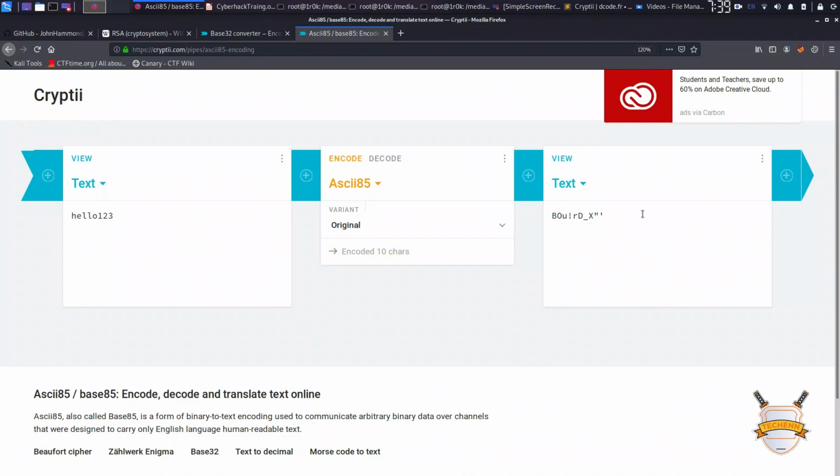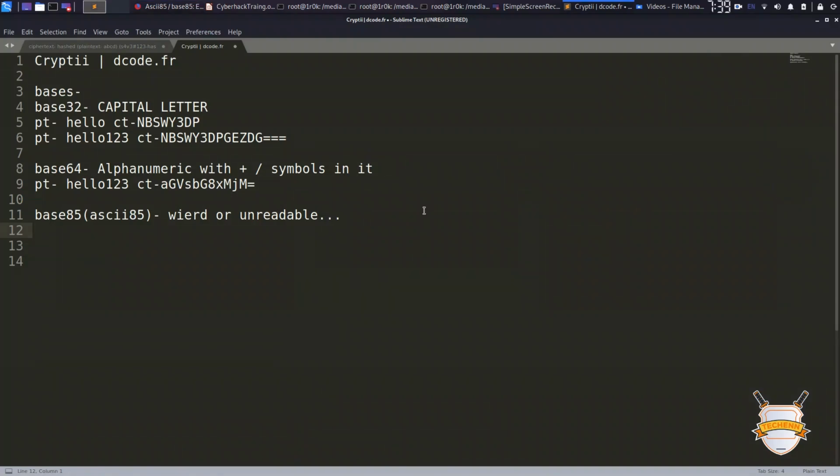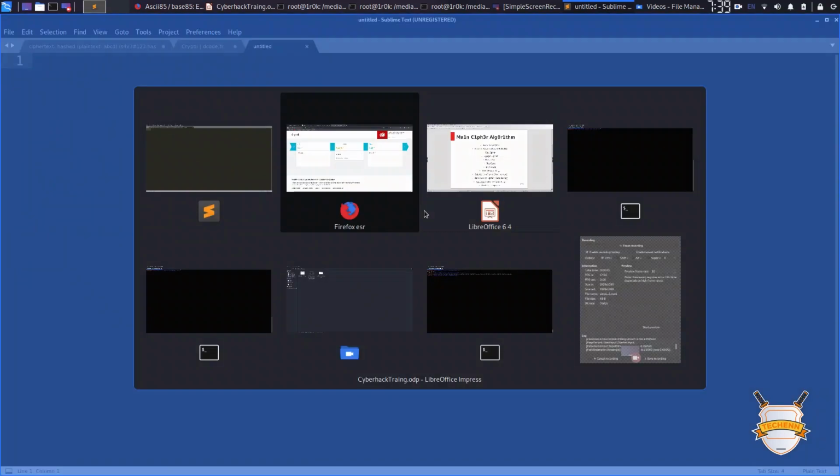While solving a challenge, you may or may not know whether it is base 85 or ASCII 85. It is kind of hit and trial. You can try with base 32, base 64, base 85. It is your luck if you jumped upon the right cipher and got the plain text. Okay, so this was bases.